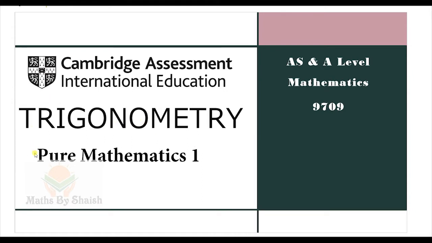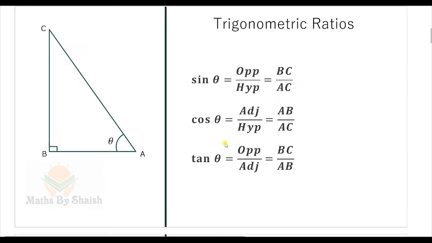Today we are going to discuss trigonometry from Pure Mathematics 1. It is syllabus AS and A Level Mathematics 9709 from Cambridge. So let's discuss the topics. Here's the first topic, trigonometric ratios.